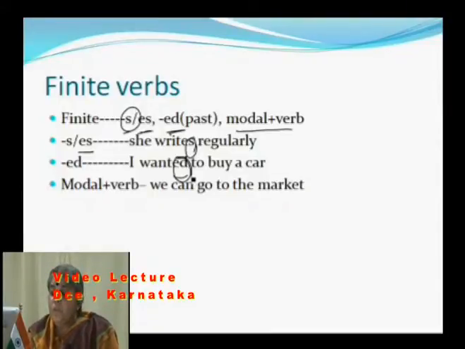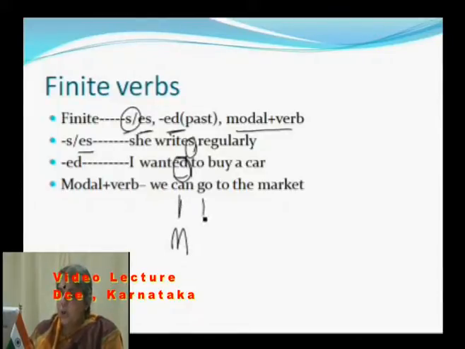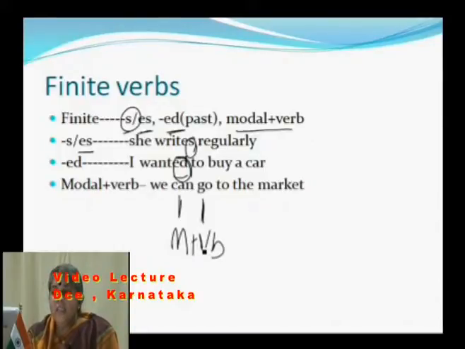Now, the third way to identify a finite verb is that it takes modal plus verb. Which is a modal here? We can go to the market. Which is a modal here? Yes, you're right. Can is a modal. Now, go is what? A verb. Can is a modal auxiliary and go is what? A verb. So, these are the three ways in which we identify. One is s/es suffix, ed in past time reference. Third one is modal plus verb.